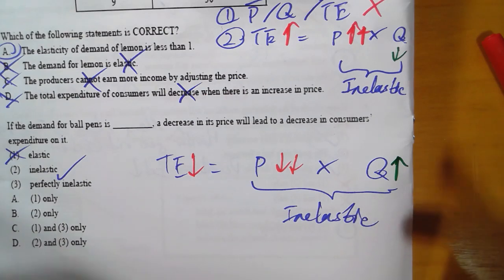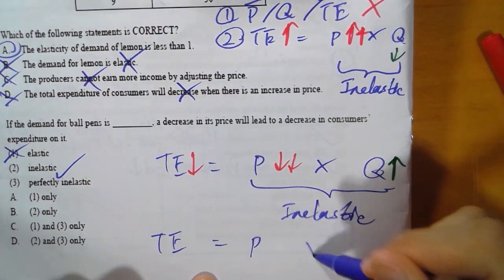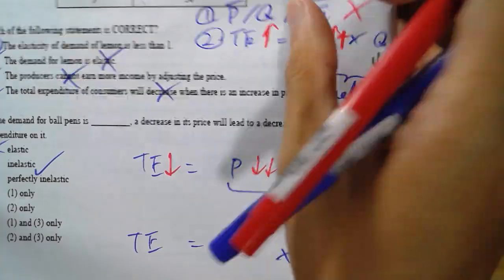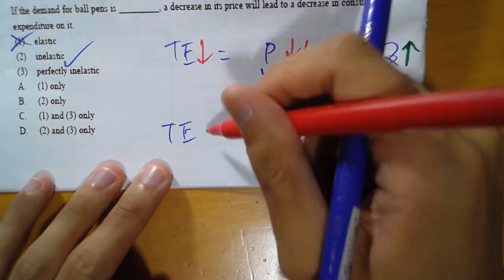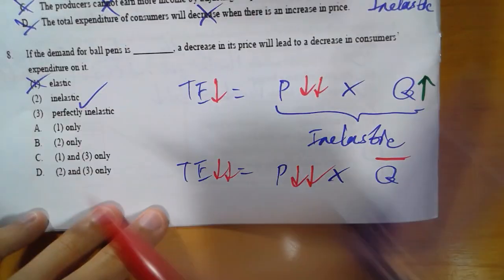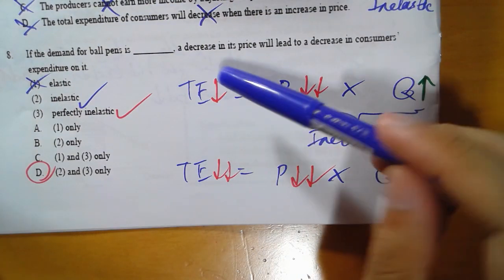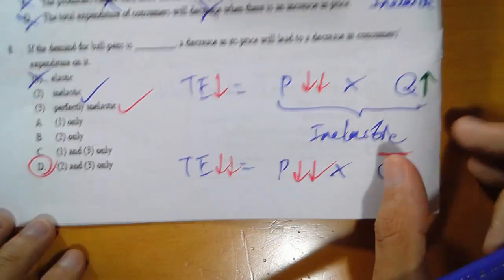Now what about perfectly inelastic? Just take it to the extreme. If perfectly inelastic, then this would happen. This guy decreases, this guy unchanged, this guy would also decrease. So yes, 2 and 3 are both correct. You see, both would lead to a decrease. We need it to be inelastic. Okay, so next page.